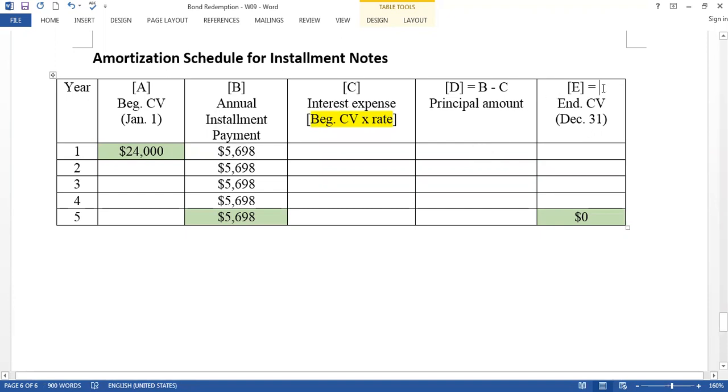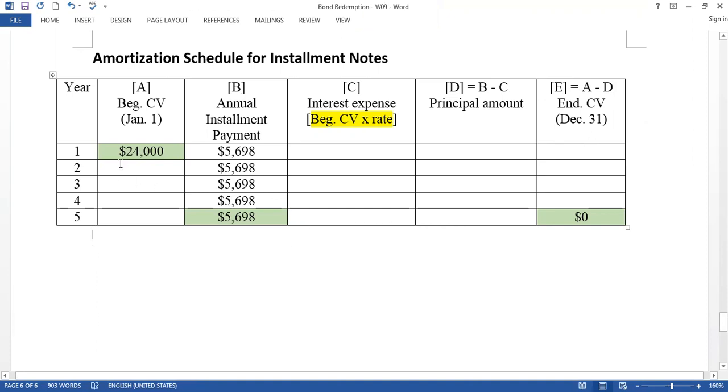So how to calculate E? It is A minus D, right? A is the beginning carrying value of the principal amount. Then we pay something here, principal amount. We have remaining principal amount. Clear?